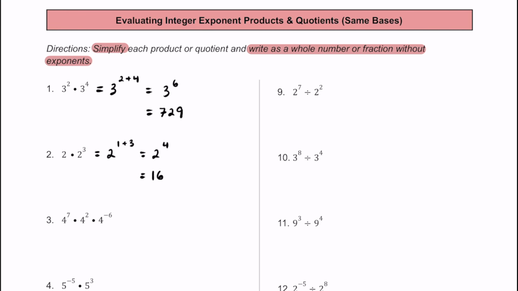For number 3, we have the same base of 4 for all 3 of these powers, so we can use that product property. If we have 4 to the 7, but we have 4 to the 2, we're going to add those exponents, and we also are going to have this negative 6 as well. 7 plus 2 is 9, and 9 plus negative 6 is equal to 3, so this simplifies down to 4 to the third power, or 4 cubed, and that's equal to 64.